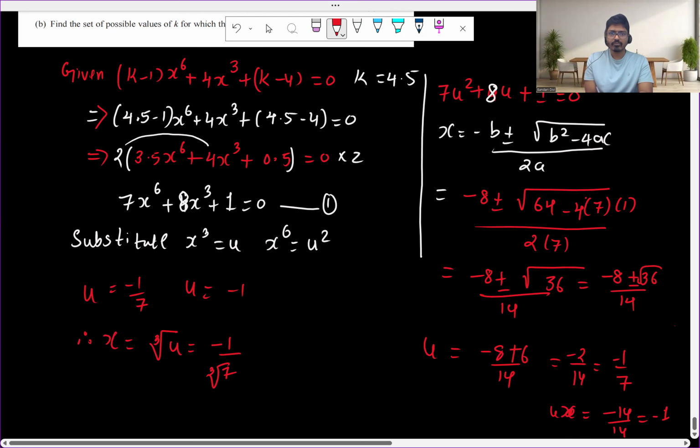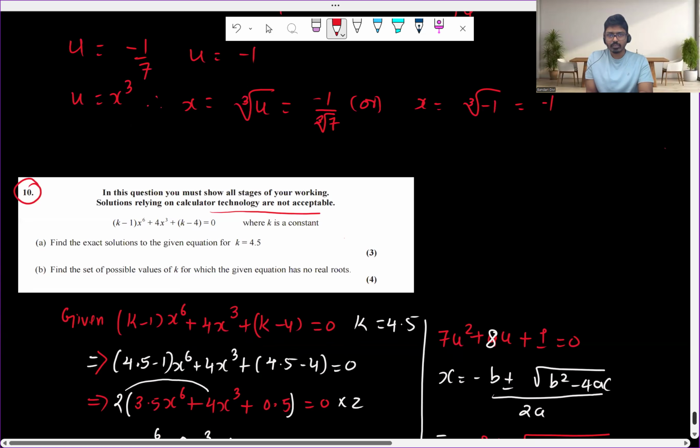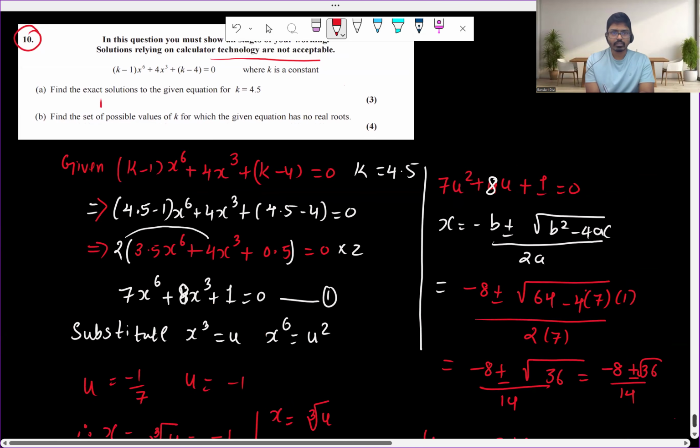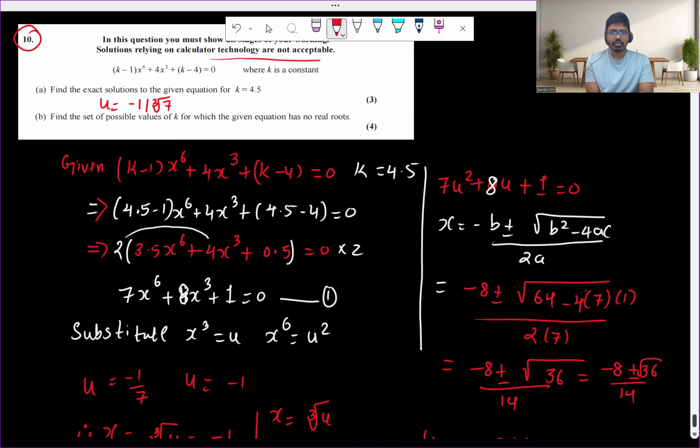So this is going to be our first value, and then one more value is going to be a negative value, right? So negative cube root of u, which is negative cube root of negative 1, which is going to be negative 1. So our answers for the above equation: the first answer is negative 1 over the cube root of 7, and another value is going to be negative 1. So this is the value for the first question.